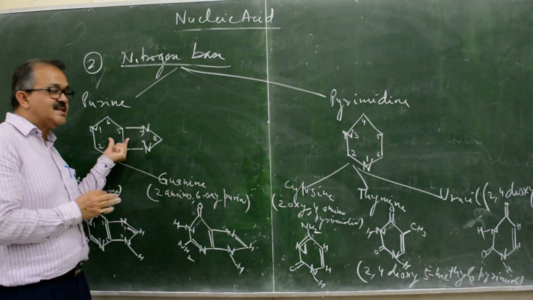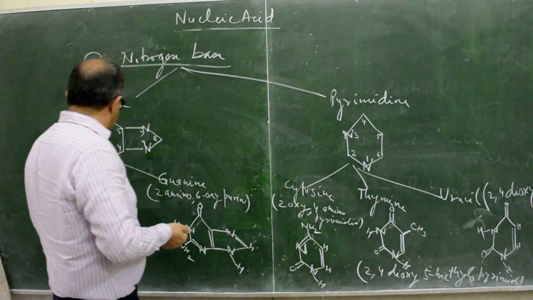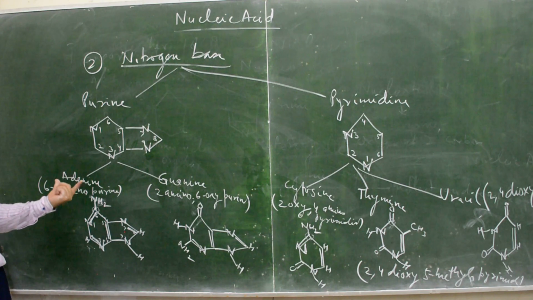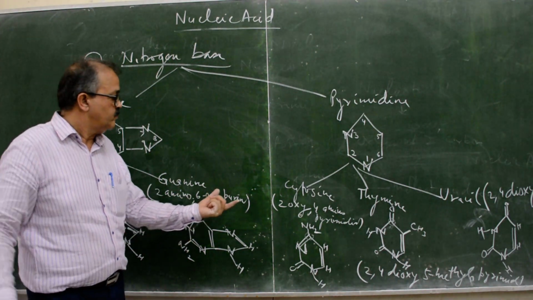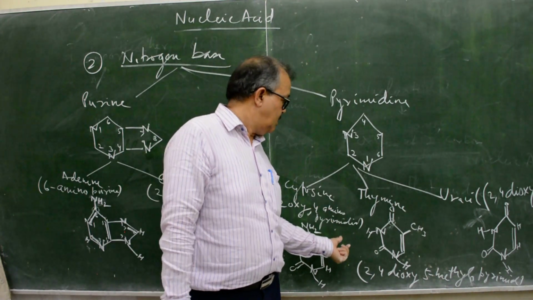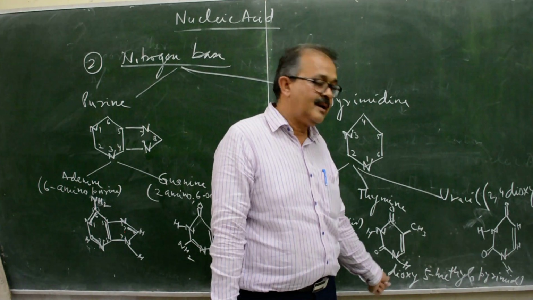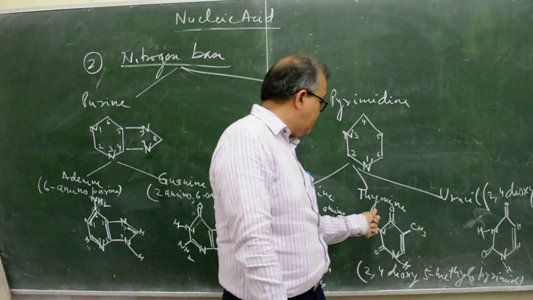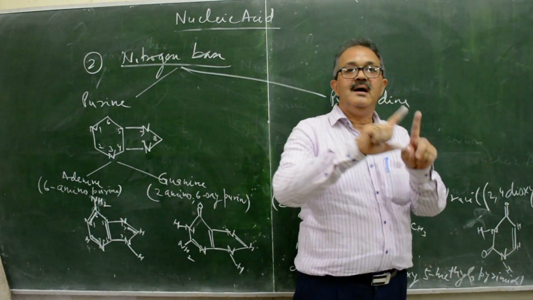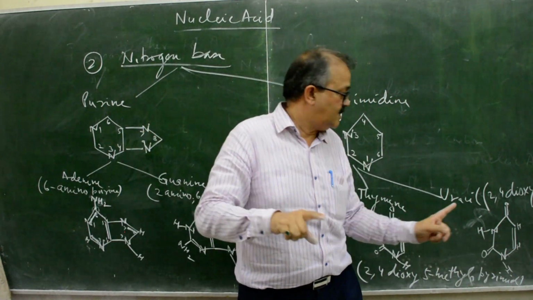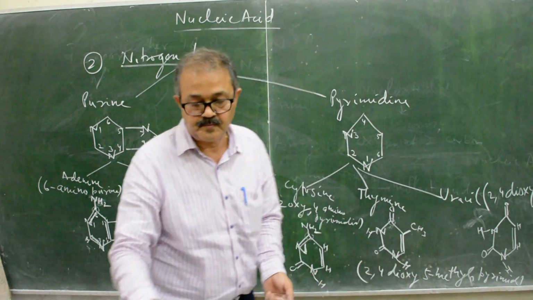There are two rings in purine and a single ring in pyrimidine. You have to remember the chemical names: adenine is 6-aminopurine, guanine is 2-amino-6-oxypurine, and cytosine is 2-oxy-4-aminopyrimidine. Thymine is 2,4-dioxy, two oxy groups, and 5-methyl. Thymine is present in DNA and uracil is present in RNA. Why? Because one has no methyl group and the other has the methyl group.